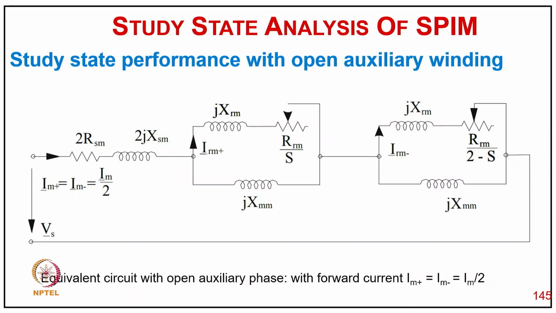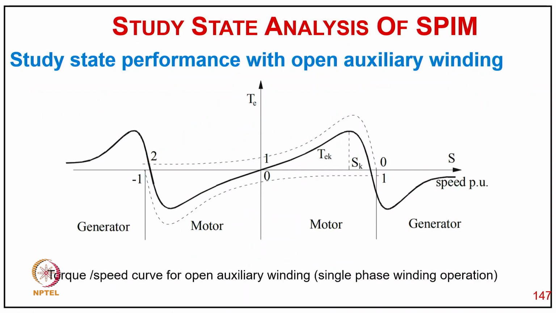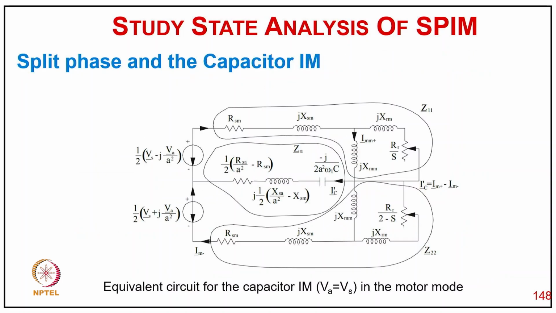Which we already explained with the single winding, and of course the developed torque you can find out with the main winding, T equal to 2 Rr P1 upon omega 1 in bracket Irm squared upon S minus Irm squared upon 2 minus S, and Im equal to Vs upon Rsm plus j Xm in bracket Zr plus by 2 plus Zr minus by 2, and we have the steady state performance with open auxiliary winding. You can see the developed torque, and you have a torque characteristic in motoring for forward field as well as backward field, and typically with the starting torque 0, in generating region and motoring region.